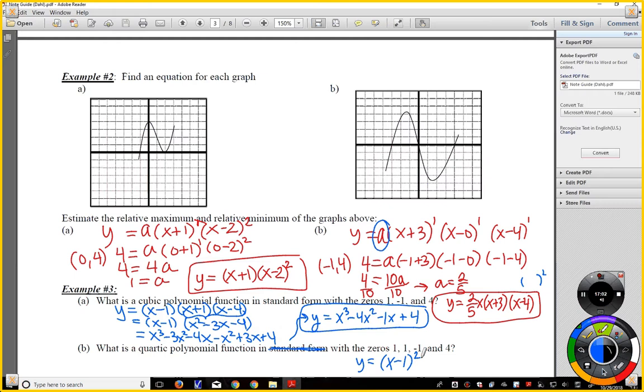What's another factor that would be in this polynomial? Good. For the negative 1, I would get that value of x from setting x plus 1 equal to 0. And what else would be a factor here? And x minus 4. Okay.